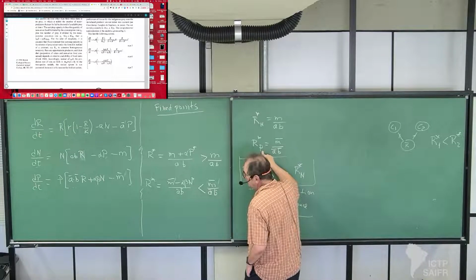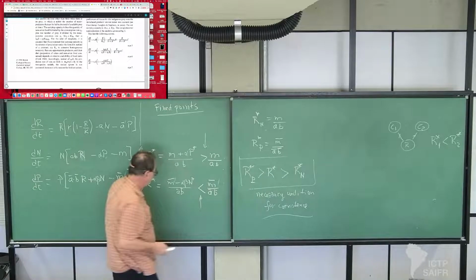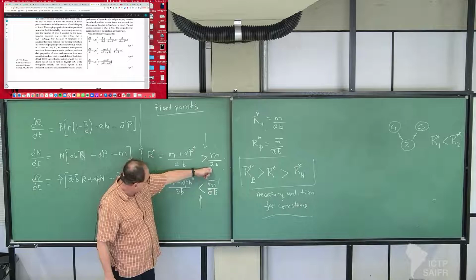But now, we had shown these inequalities here. This happens to be R star index N, and this is R star index P. So what you need here is that R star has to be bigger than this one, and R star has to be smaller than this one.